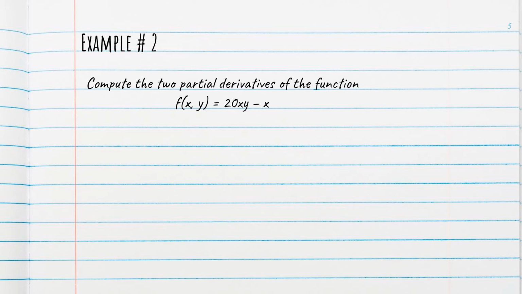In our second example, we're going to compute the two partial derivatives of the function f equals 20x times y minus x. We'll start with the partial derivative of f with respect to x. Just like last time, let's highlight the terms that have x's in them. So the first term is 20xy, and the second term is x. So both of our terms have x.